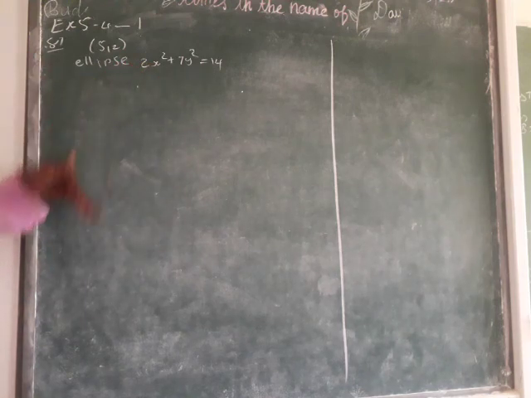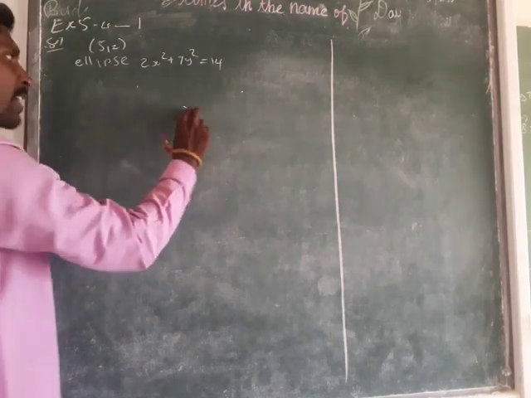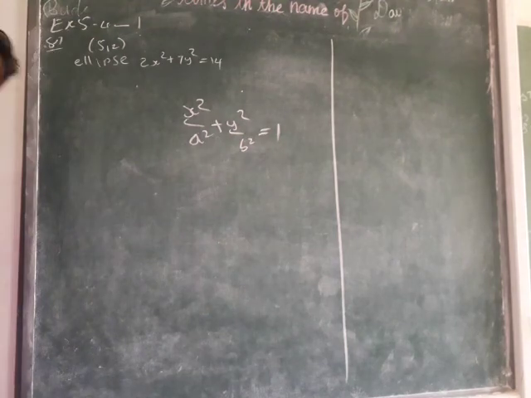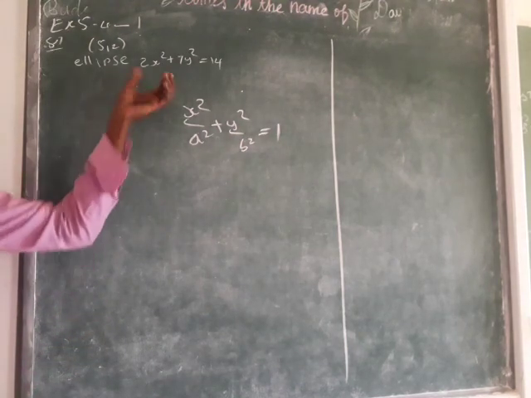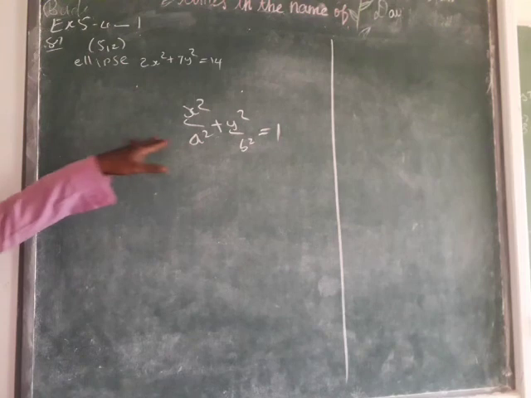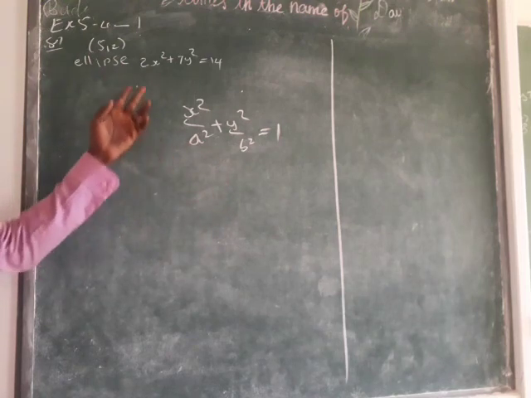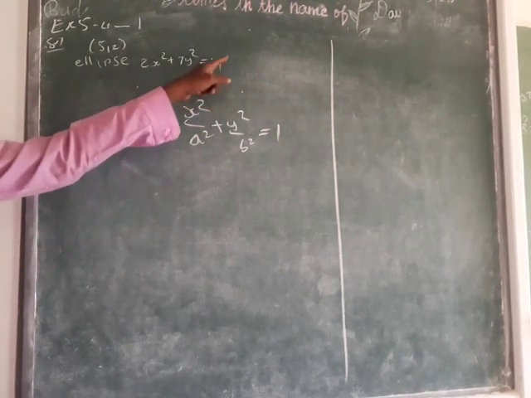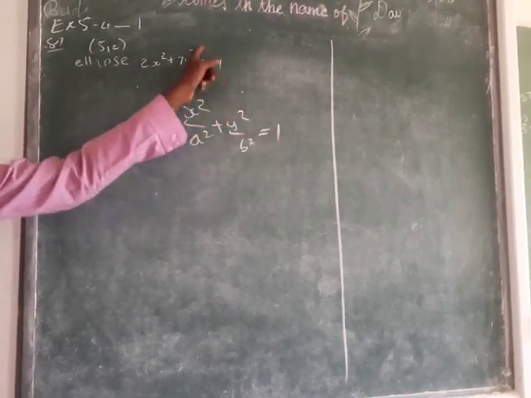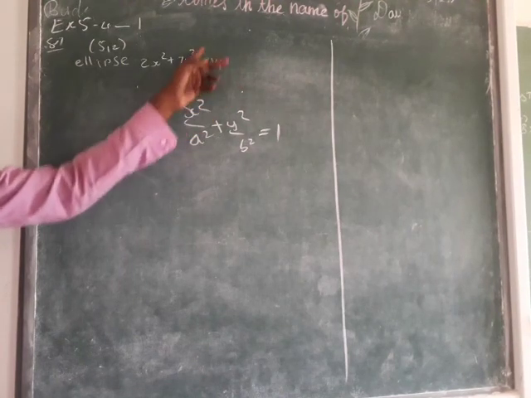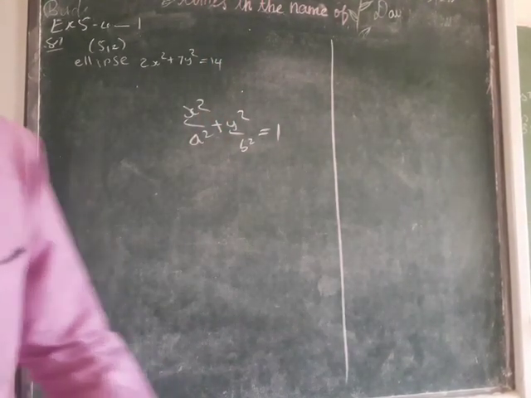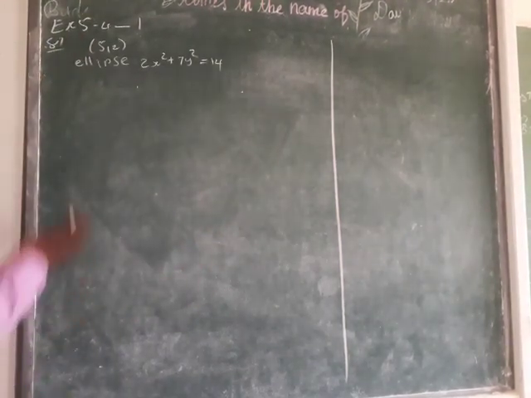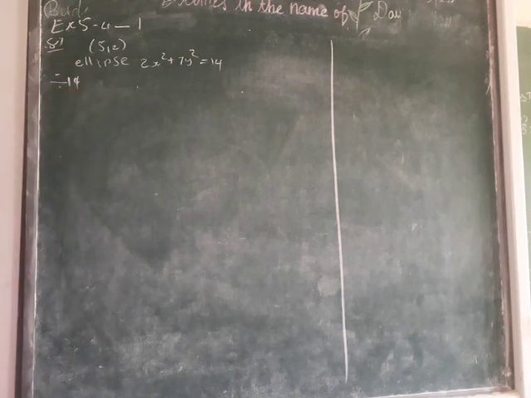We want to bring the ellipse into standard form. The standard form is x squared by a squared plus y squared by b squared equals 1. To find the a and b values, we have to bring the given equation into standard form. Just divide the entire equation by 14, because the right side is 14 and here I need 1. 14 divided by 14 gives 1.